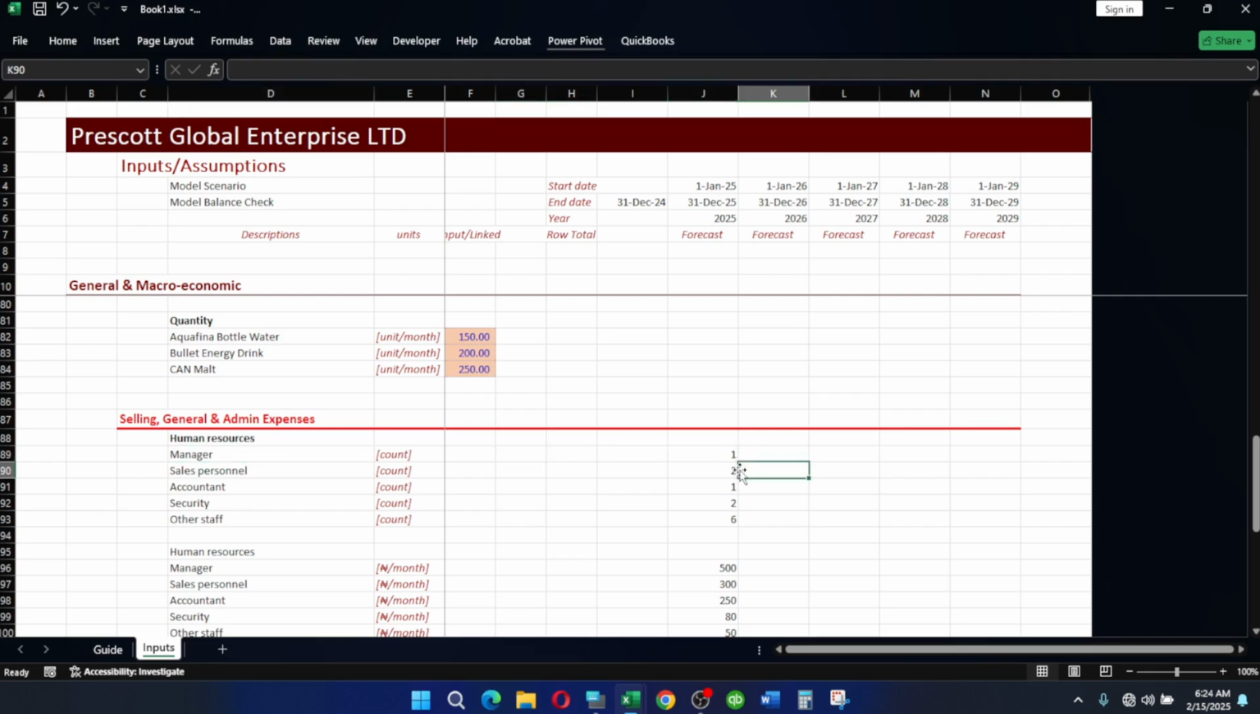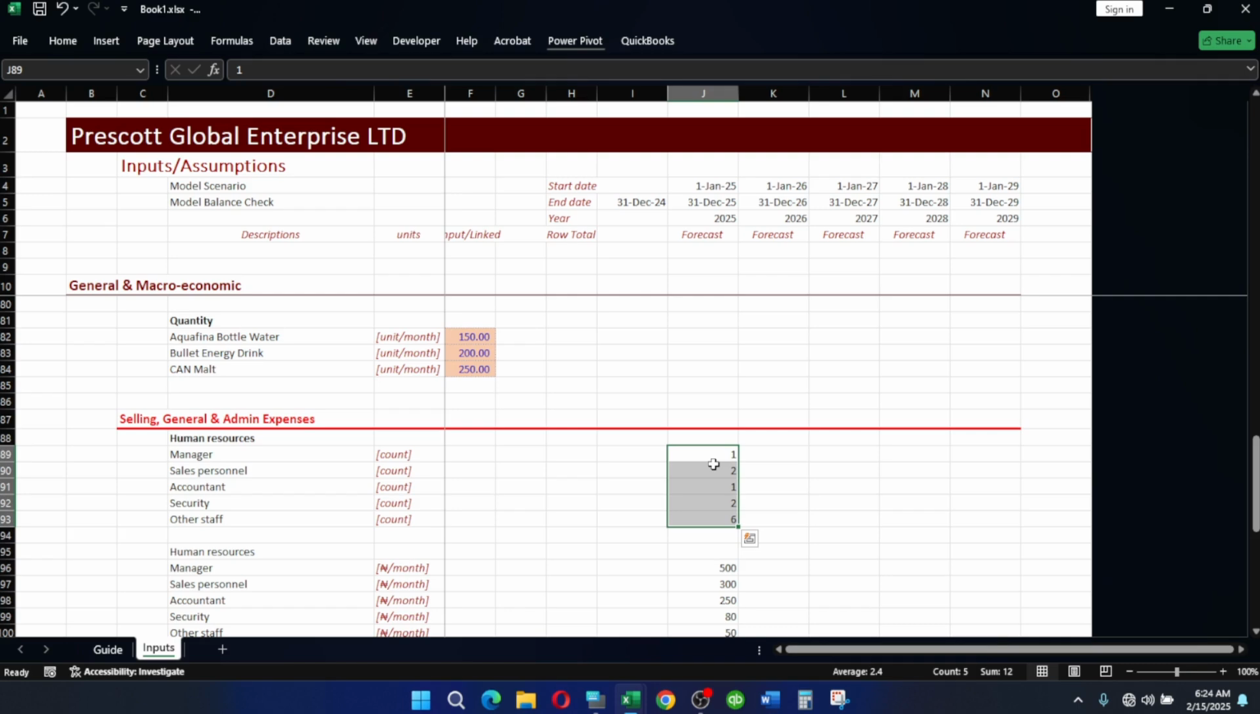We want to have 2 sales personnel, or 2 sales reps. We want to have one accountant, we want to have 2 security personnel, and we have to have, let's say, cleaners and other staff, we have to have 6 of them. That is the head count. So we want to have 6 of them, right?